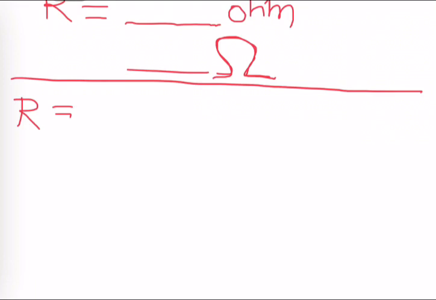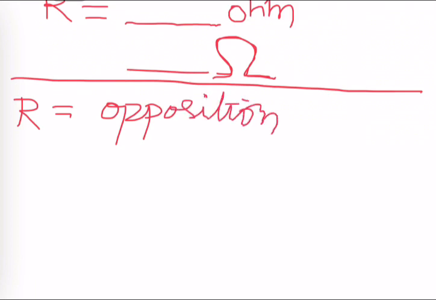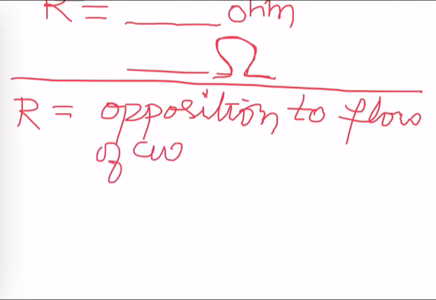You know the unit of resistance. R is nothing but the resistance. Instead of resistance, let's use the word opposition: opposition to the flow of electric current in the conductor is measured as resistance. Good. Resistance depends on two things.